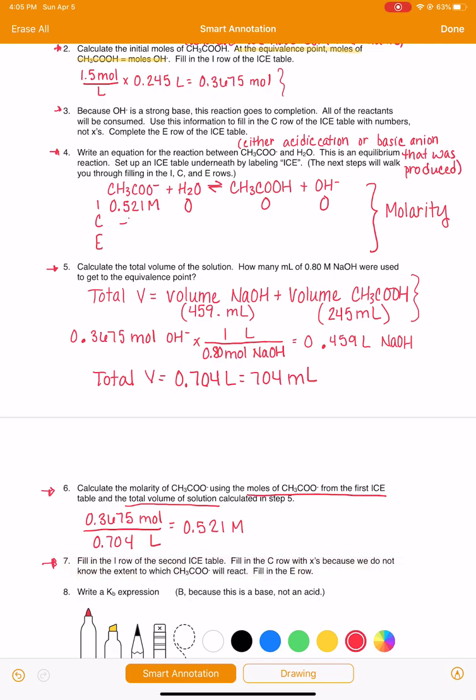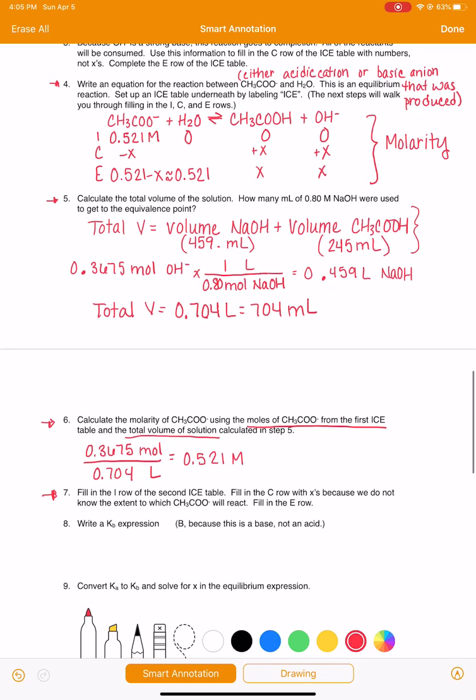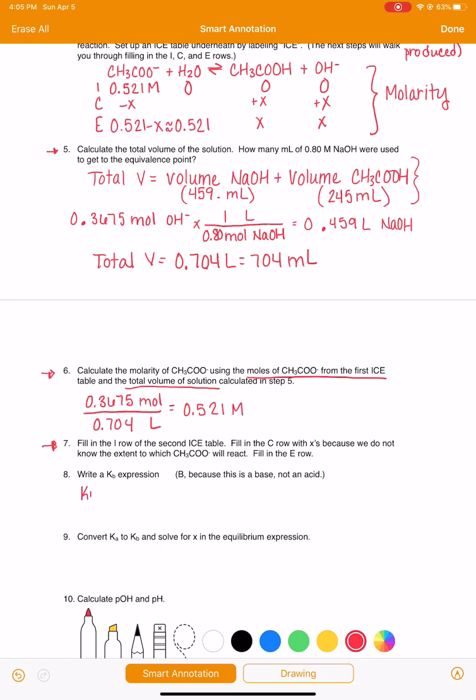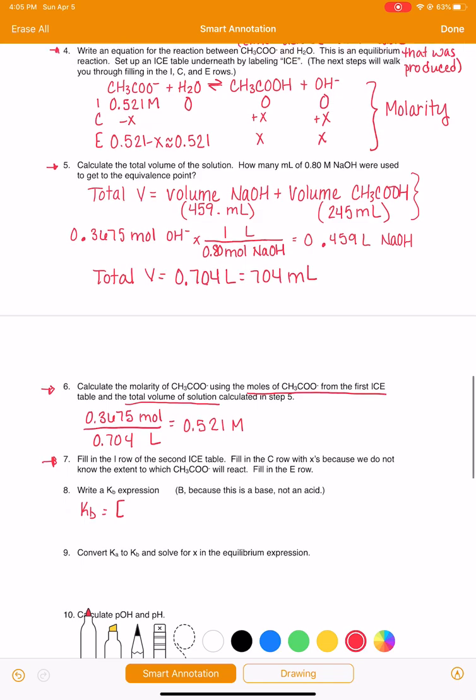Now fill in the change with x's because we don't know to what extent this is going to react. And then fill in the end, 0.521 minus x, and we are going to go back to the assumption that x is really small, so it's just 0.521. And now this feels familiar. Okay, we're at a part where we know what's going on. We're going to write a Kb expression because this is a base, because it's producing OH minus. And the Kb expression, I'm looking at this equation right here: CH3COOH times OH minus over the reactant CH3COO minus.